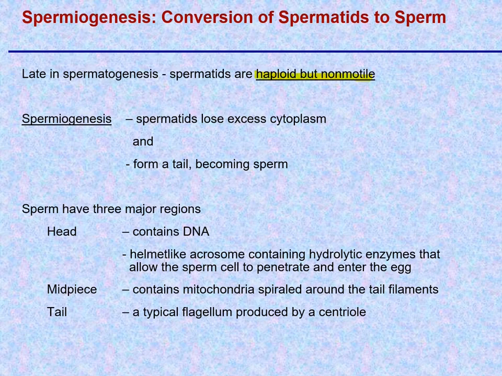After spermatogenesis, the spermatids are haploid but not yet motile, completely, or they don't have a flagella. Okay, so during spermiogenesis, they will lose some excess cytoplasm and form a tail, becoming sperm or spermatozoa.